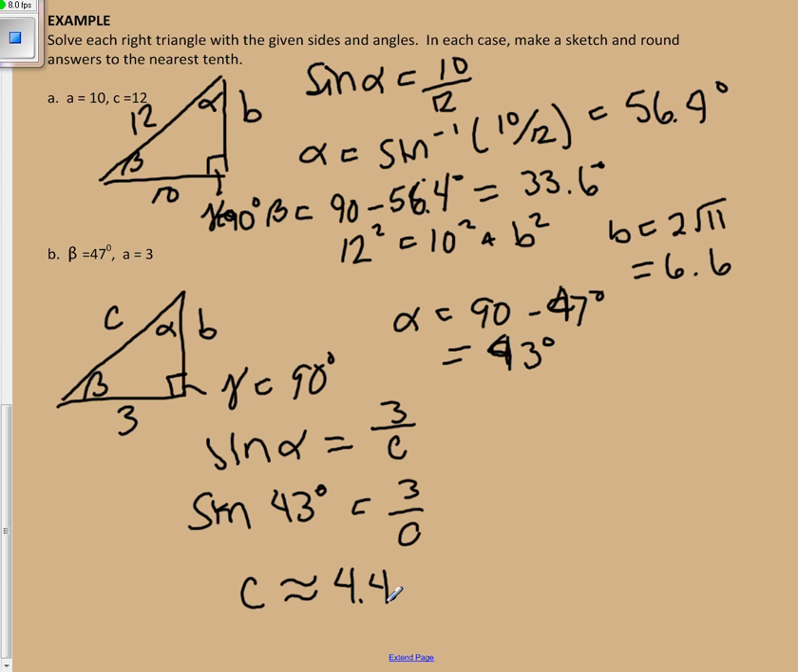So I've got A, I've got C, and I'm missing B. And again, I'm going to go back to Pythagoras. So I know that 4.4 squared is equal to 3 squared plus B squared, which means that B is approximately equal, to 1 decimal place, to 3.2.